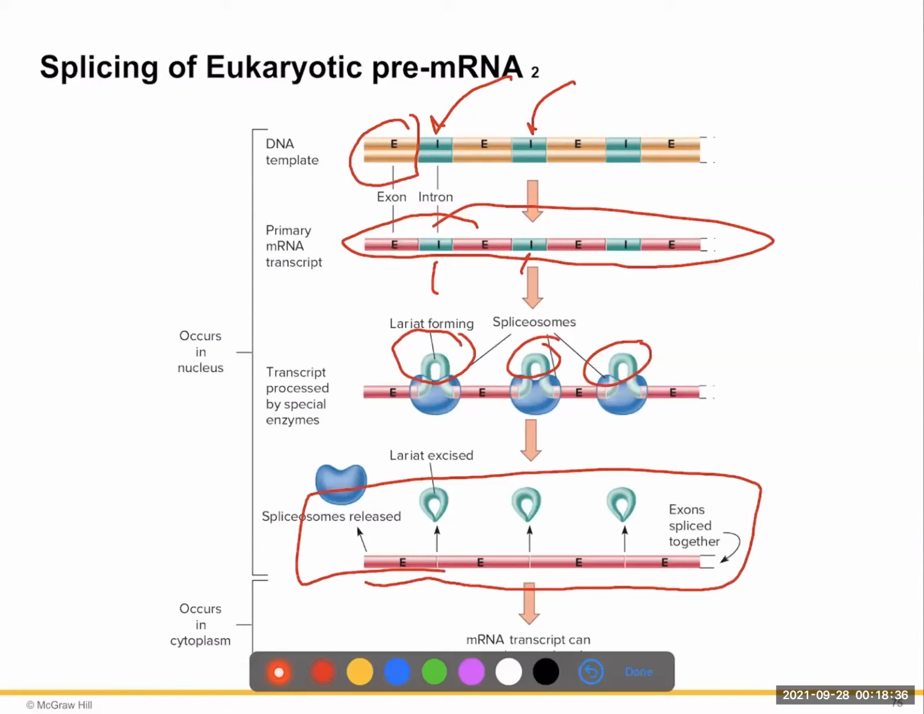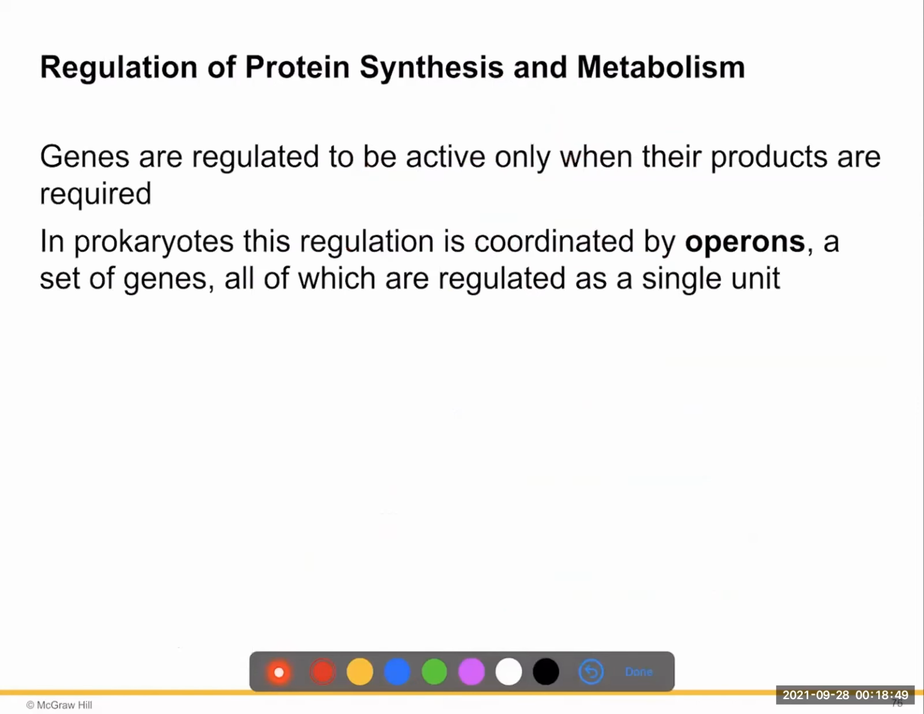So the messenger RNA from the nucleus is modified before it binds to the ribosomes by removing the introns, and it links the exons together, or the coded units. So how do we regulate these genes? It doesn't make sense for the body to produce, say, insulin when there's no sugar in the bloodstream. So we produce the proteins that we need for the body. Genes are regulated to be active only when their products are required.